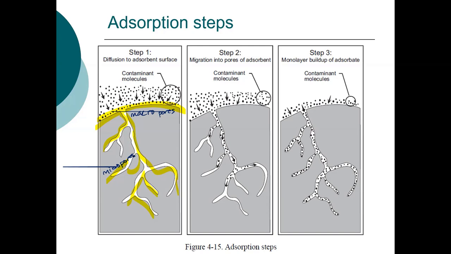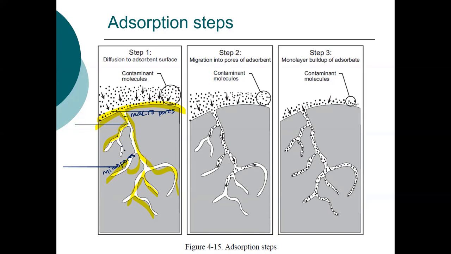Typically, the rate limiting step is not adsorption. Once that molecule reaches a site, the actual process of attaching to that site occurs very rapidly. So what is rate limiting? How does that molecule end up in the pore space? Shown up here, we have these molecules at the surface. How is that molecule going to move into the pores? What's the process?